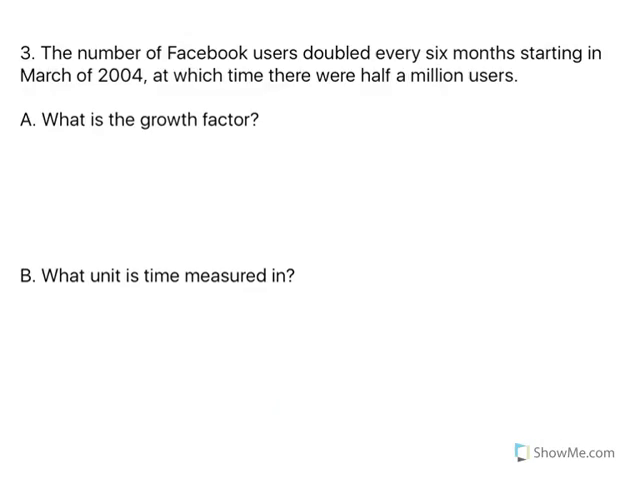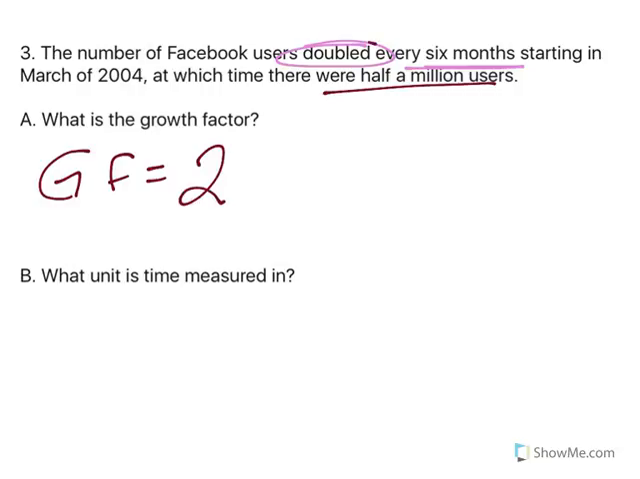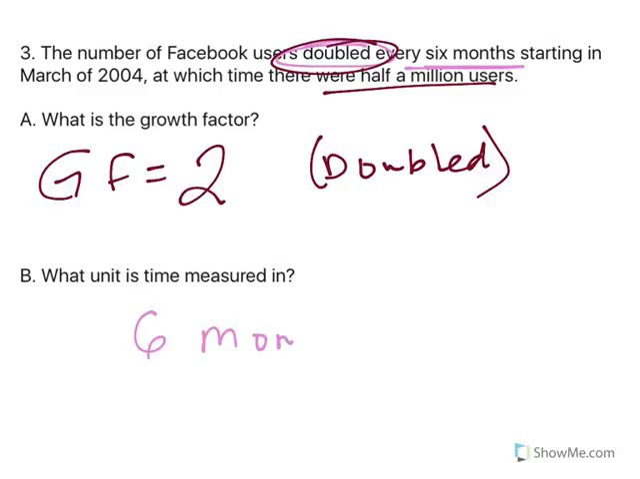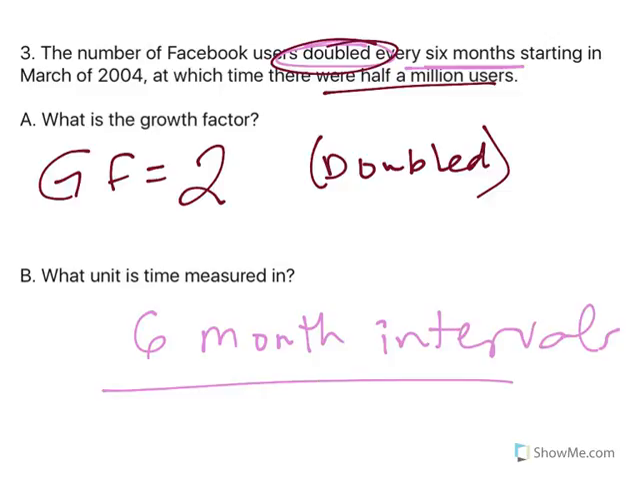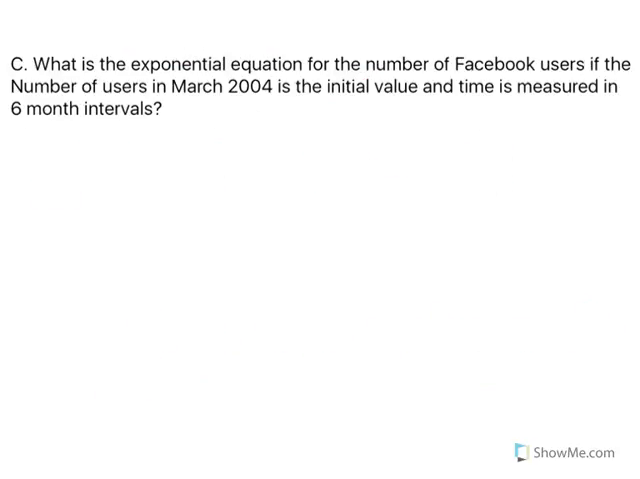Number 3, the number of Facebook users doubled every 6 months starting in March of 2004, at which time there were 500,000 users. Growth factor. Growth factor is 2 because it doubled, right? When you doubled, you're multiplying by 2. What unit is time measured in? 6-month intervals. It says every 6 months. So when you have a value of x, that x represents a 6-month chunk.